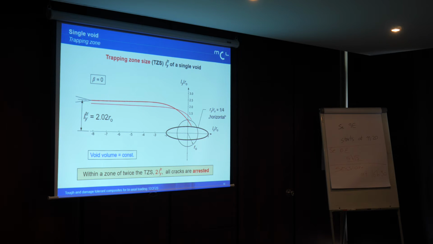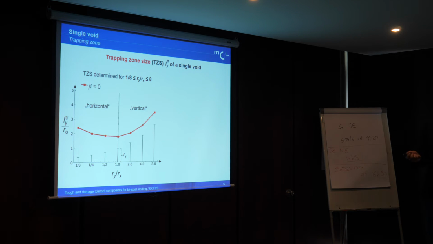Such a trapping zone size can be increased if we change the void shape, for example, into the horizontal direction with a void aspect ratio of 1/4, and can be increased even more if we arrange the void in the vertical direction. I have to mention that for all these three cases, the void volume is kept constant.